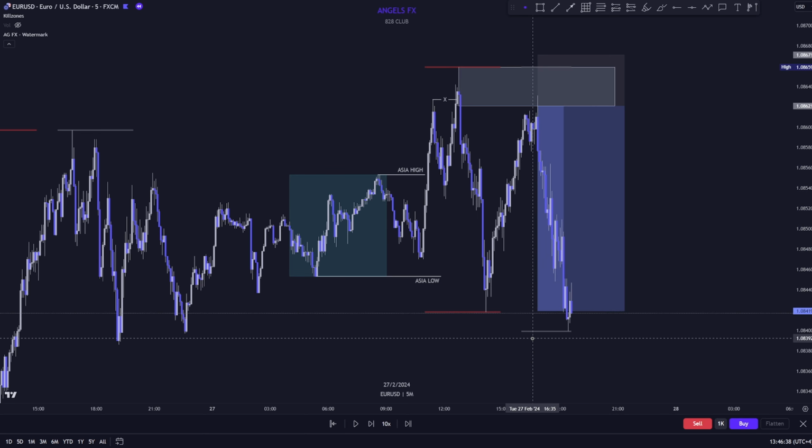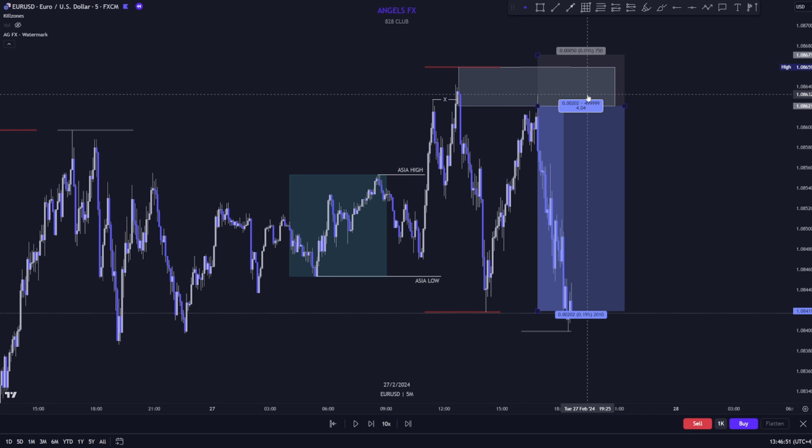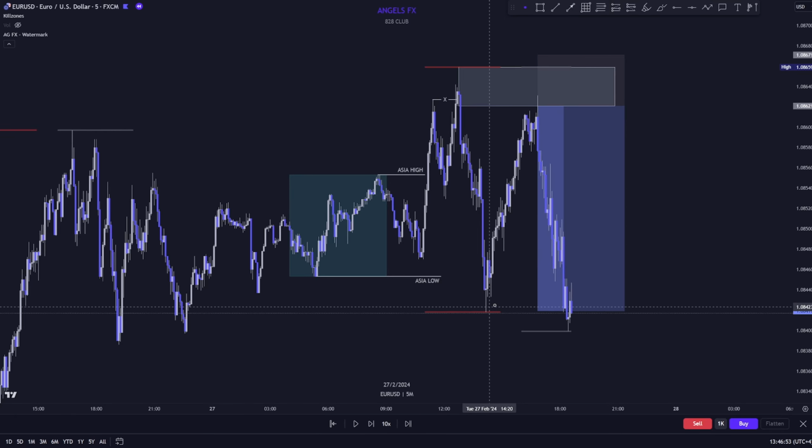Here, okay, this is our New York session, and once the New York session started, you can see we have a beautiful reaction. Okay, all the sessions, you know what's the mission of the sessions? To take out liquidity. Okay, what did the New York session do here? It swept the London session low. Okay, it swept the London session low.